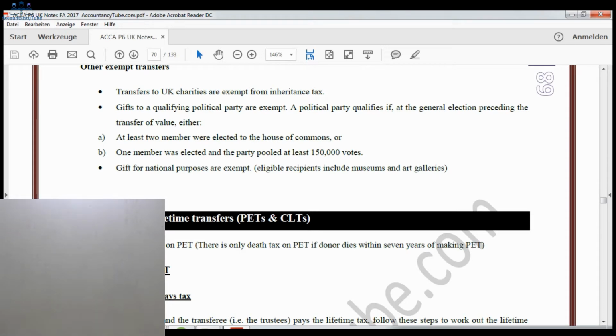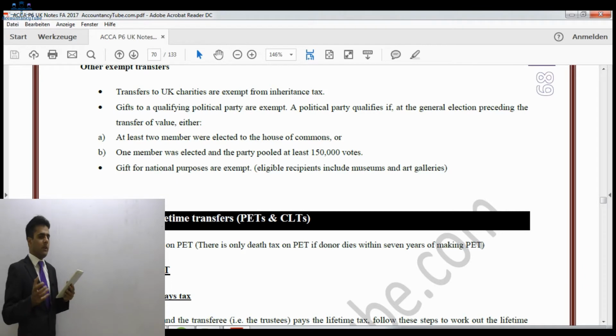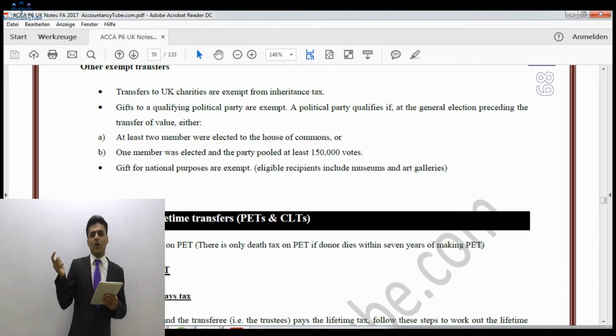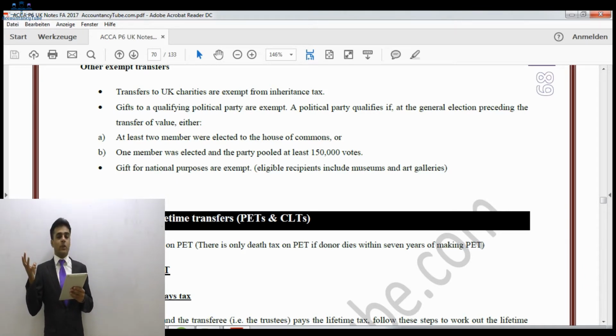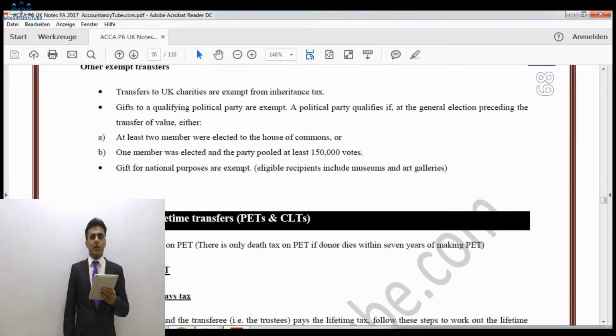Now, how many exemptions are there? As I said, there will be 4 exemptions. What are these? One is spouse, then national purposes, then donations as well, and the last one is the qualifying political party. So these are the 4 exemptions.